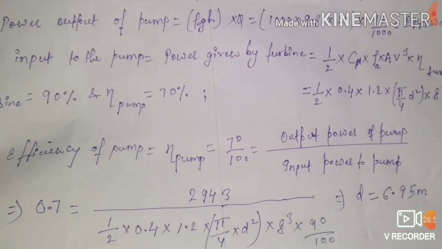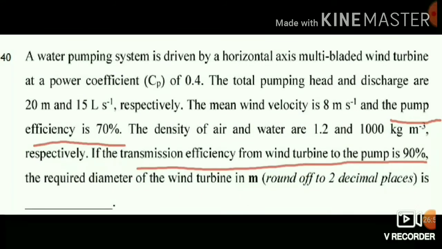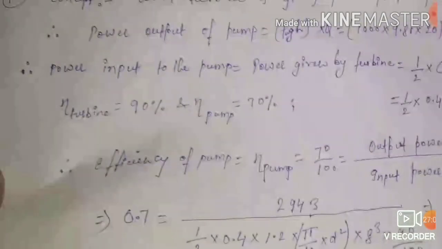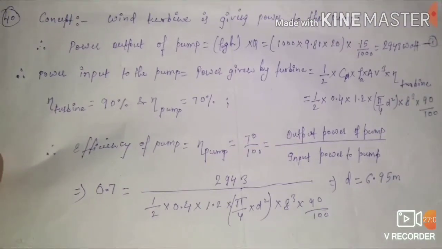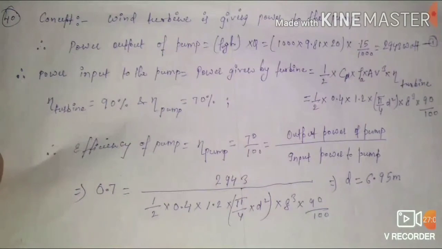And also you see one more thing, that rho A means the density of air, not the density of water. For calculating the power driven by the turbine, we should consider the rho A value, means the density of air value, not the density of water value. So we can get the power given by the turbine.